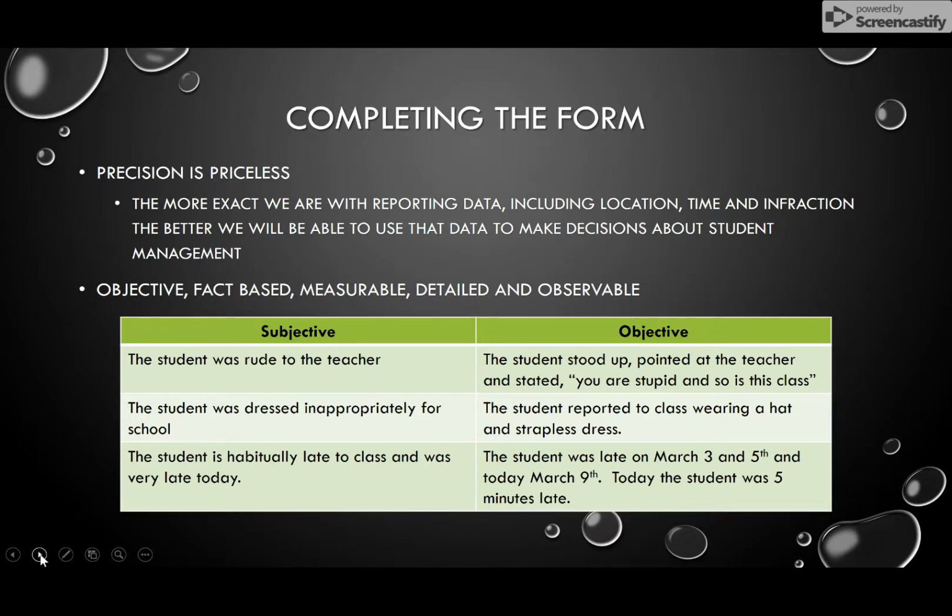So those are just examples of being objective versus subjective, and it is very important that when we're writing discipline referrals for students that we maintain an objective, fact-based, measurable, detailed, and observable account of what took place.